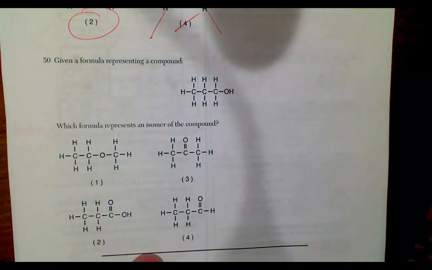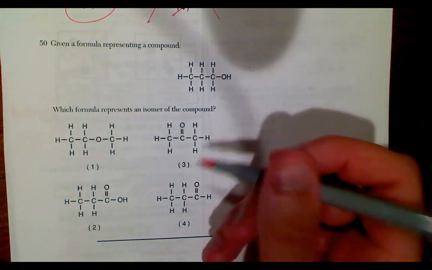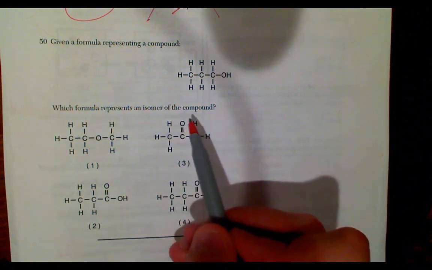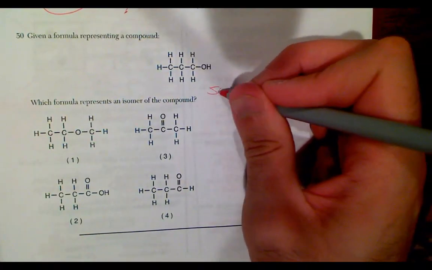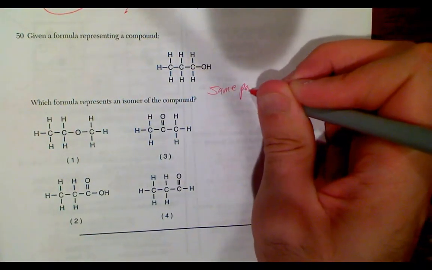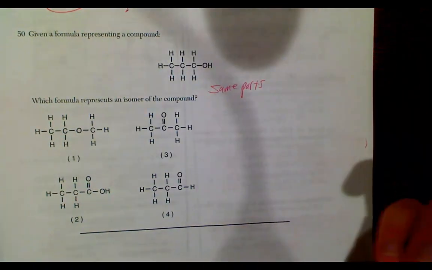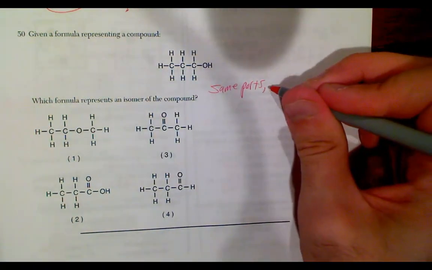Last question in this section. Given a formula representing a compound, and we've got this little molecule right here in the picture, which formula represents an isomer of the compound? Another really common question. Do you know what isomer means? Isomer sounds a lot like isotope. Isotope is when it's the same element, but different number of neutrons. It's very similar. Isomer means something kind of close to that. It's got all the same parts, meaning the same number and type of atoms, but different shapes or different arrangements.